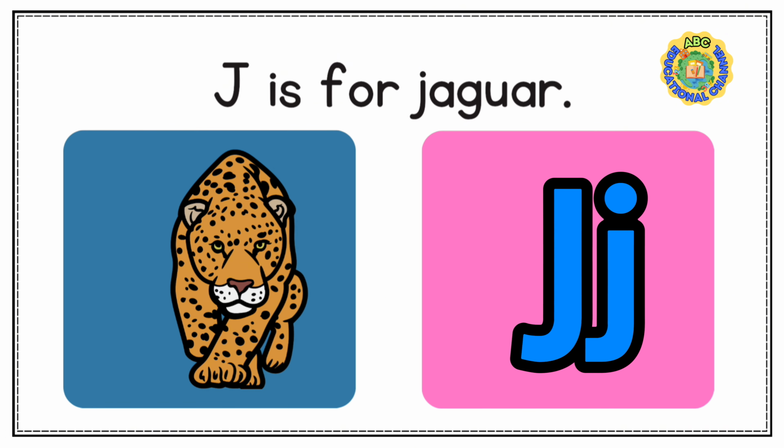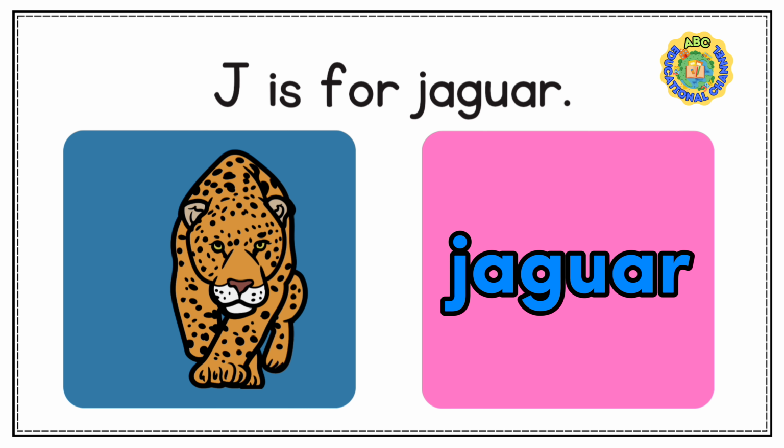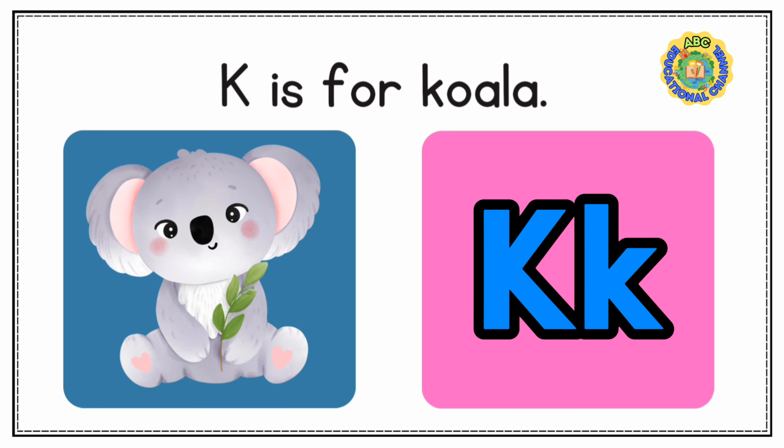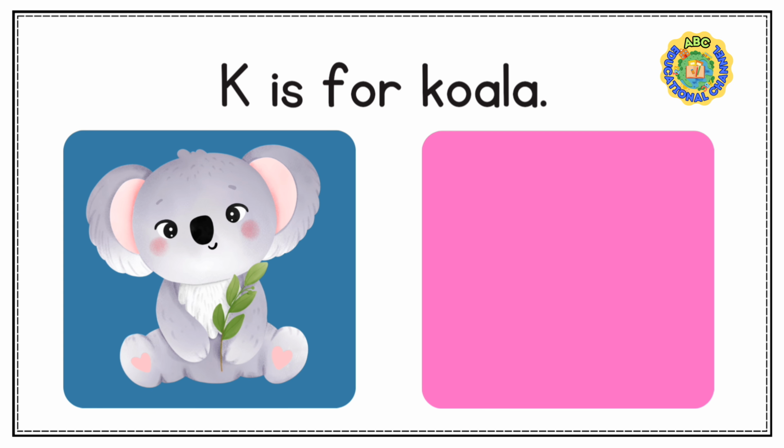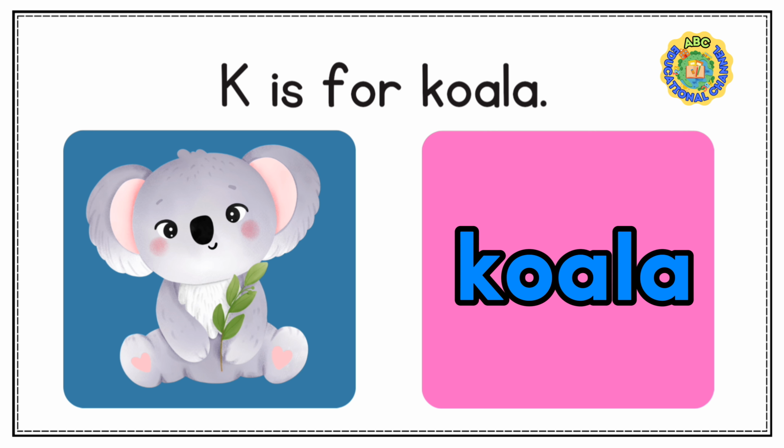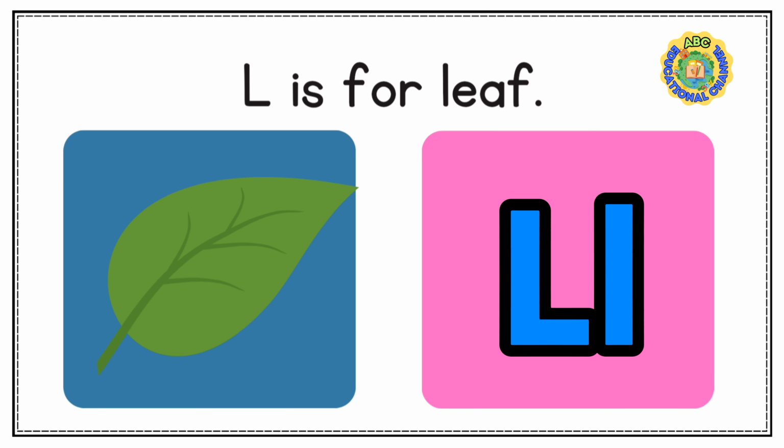J is for jaguar. Jaguar. K is for koala. Koala. L is for leaf. Leaf.